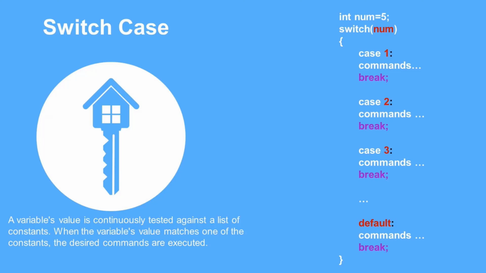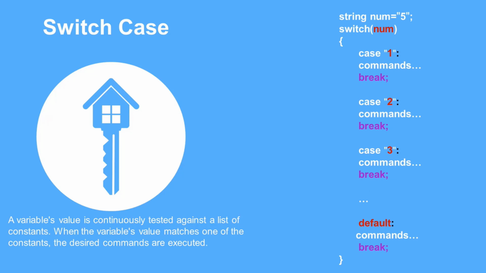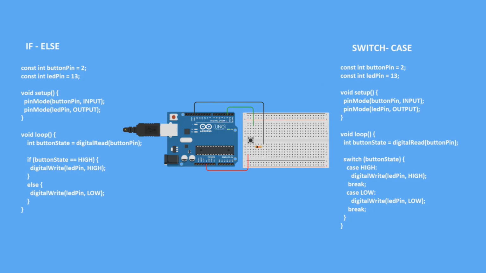There is also a point we need to pay attention to here. If the variable being compared is numeric, the case values should be written as plain numbers without single or double quotes. If the variable is of string type, we need to write the values inside the case blocks in double quotes. Similarly, if the variable is of char type, we write the values inside the case blocks in single quotes. As you can see, the switch case structure looks similar to an if-else statement.